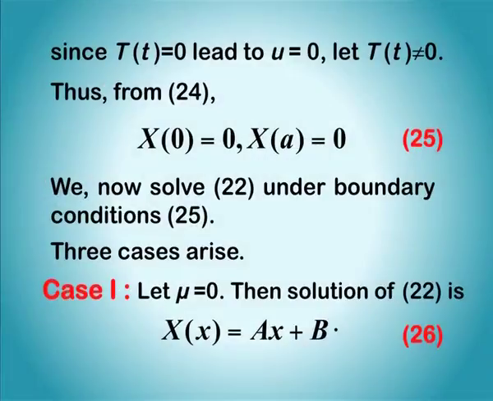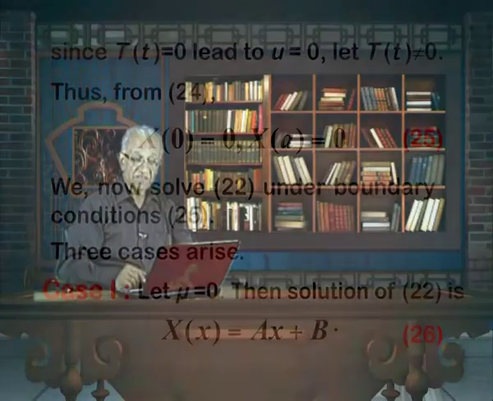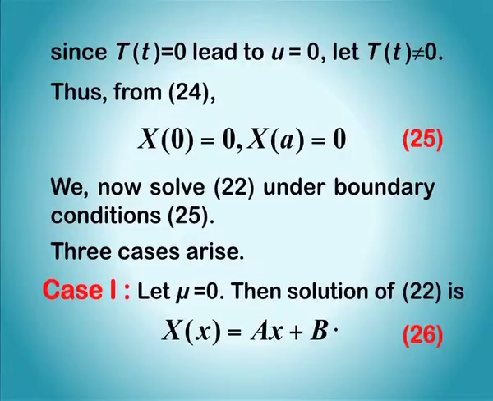Now we make a very familiar notation. If T of t is equal to 0, that means T, a function of t alone, becomes 0, we get u equal to 0, and if T of t is not equal to 0, then the previous equation, that is 24, will reduce to X(0) equal to 0, X(a) equal to 0. These two equations constitute equation 25.